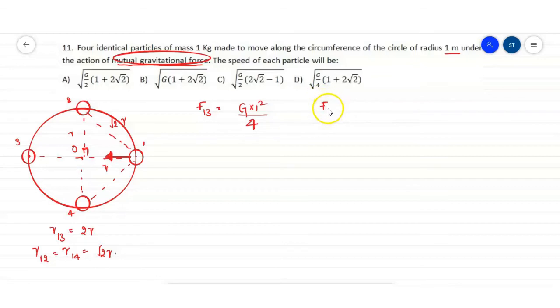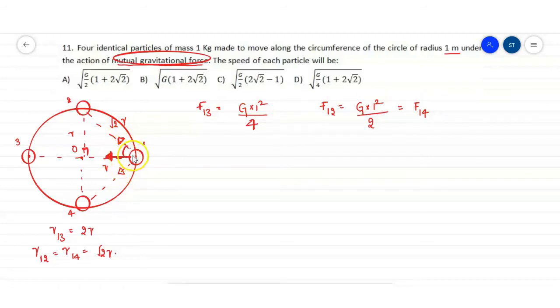Next, let us calculate the force acting between 1 and 2, F12. F12 will be along this line, along the line joining the particles. So F12 will be G m1 m2, again 1 into 1, divided by root 2 r whole square. Root 2 r whole square will be 2 r square. r is again 1, so I am directly writing it as 2. We have a similar situation with particles 1 and 4, so this will also be equal to F12. And this will be acting along these two directions. F12 will be in this direction, F14 will be in this direction.